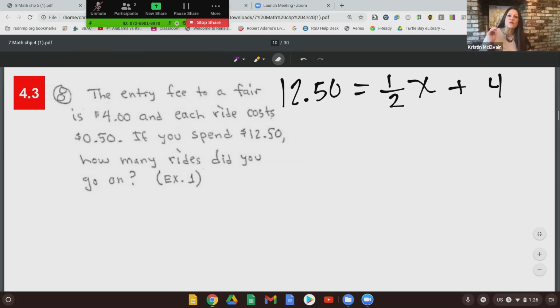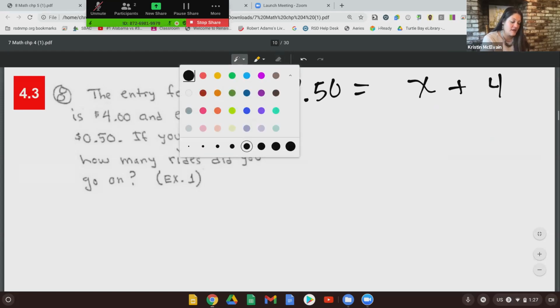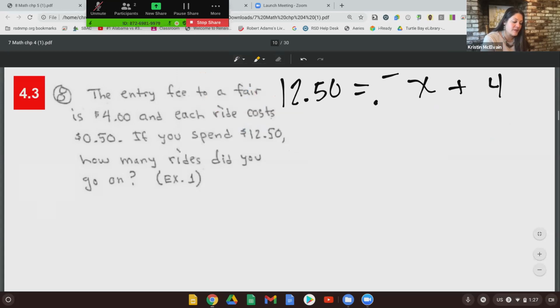Now on here, the reason that I put that each ride was 1/2 is, if you've heard me talking about this with slope, that's rise over run. And that's for if we're going to graph it, which we're not. So I'm going to move that back to 0.5. And we'll have our decimals. Okay, and of course I have my calculator here.